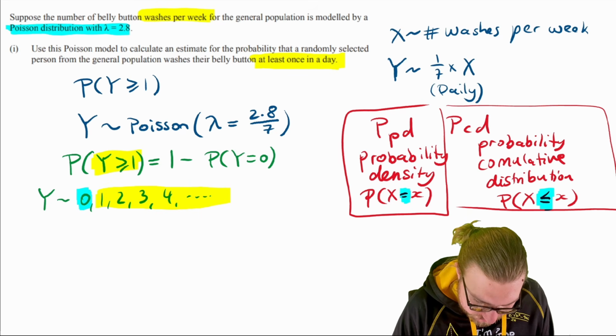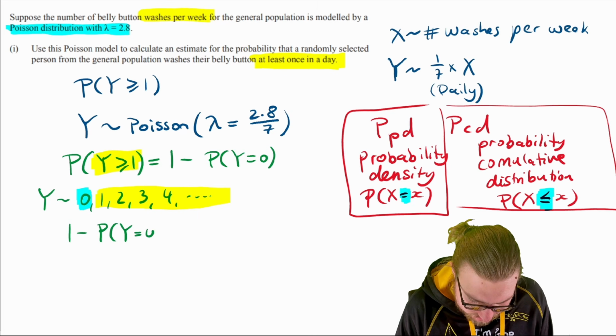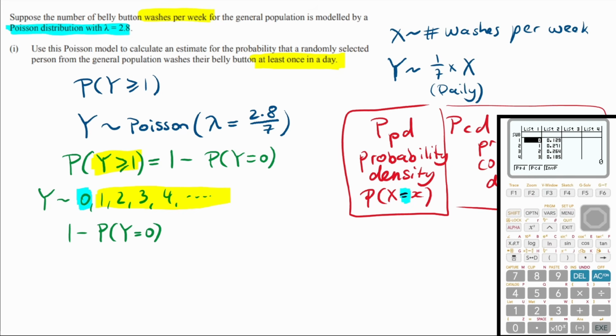So now we just need to find the probability, which is 1 minus the probability that y takes on the value 0. We can just go to the calculator and put that in. Now we're going to go to PD, because we have an equal sign. Make sure your first one is on variable as always. The x value is what we're interested in, or y is equal to 0. Think of this as being x, and the mean is lambda. So lambda here was 2.8 divided by 7, and you can just put that in. It will calculate it automatically.